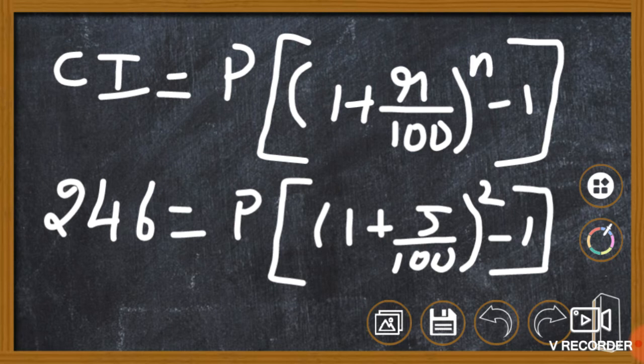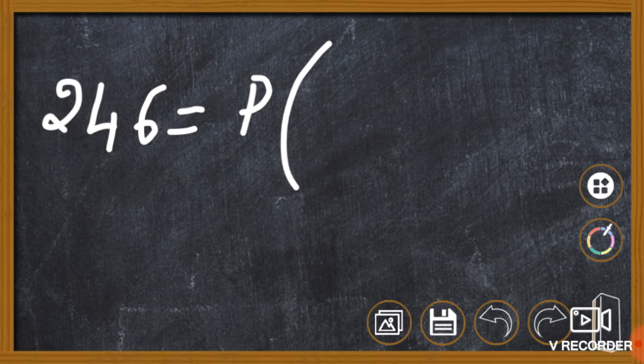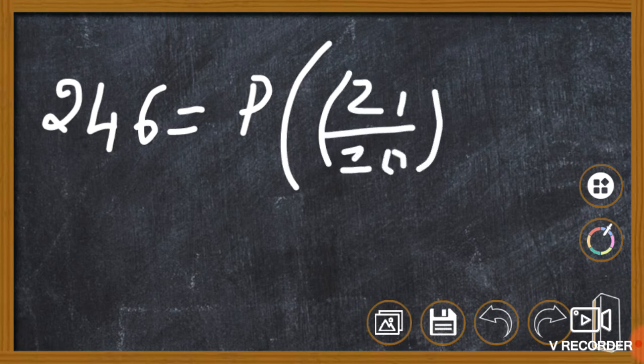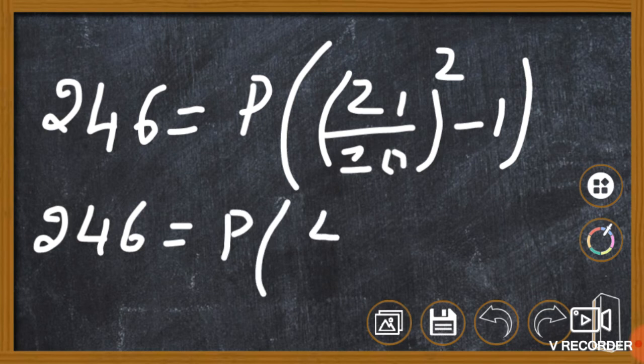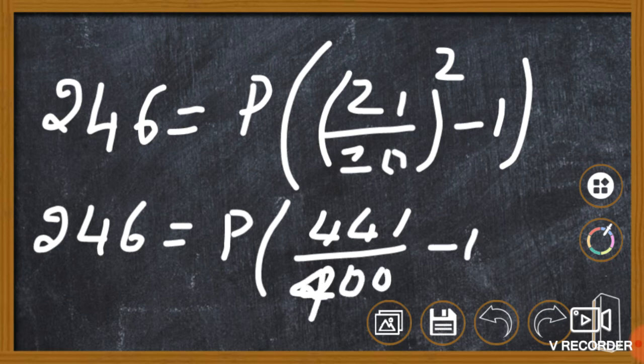So, let me proceed with the simplification part. So, consider 246 is equal to P into 21 by 20 whole square minus 1. So, 246 is equal to P into 441 by 400 minus 1. Take the LCM.